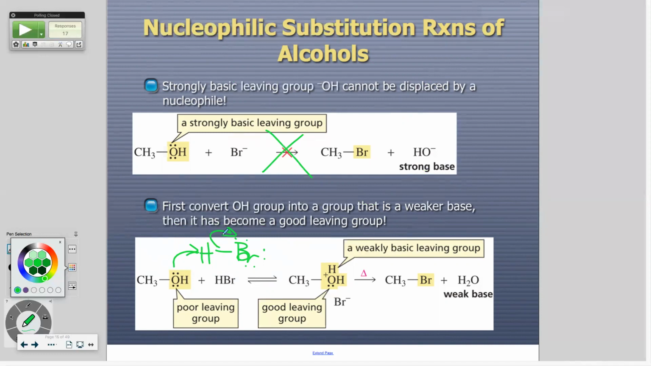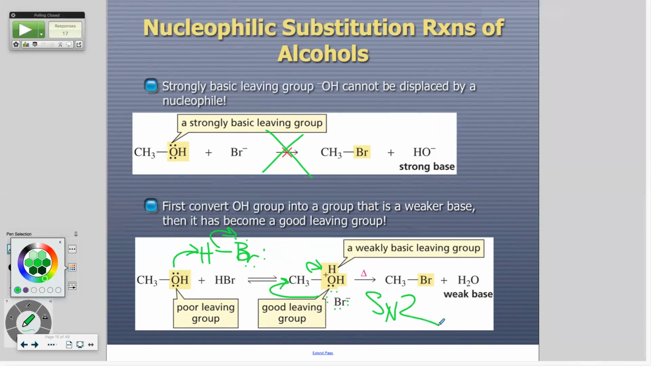All right, then we made Br minus. Look at that, all those electrons. And now we come in from the back. What kind of reaction is that step? SN2. But there's a protonation step at the beginning, which now gives us a good leaving group.